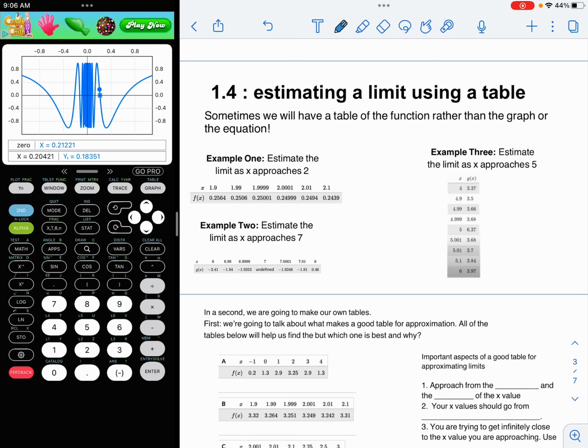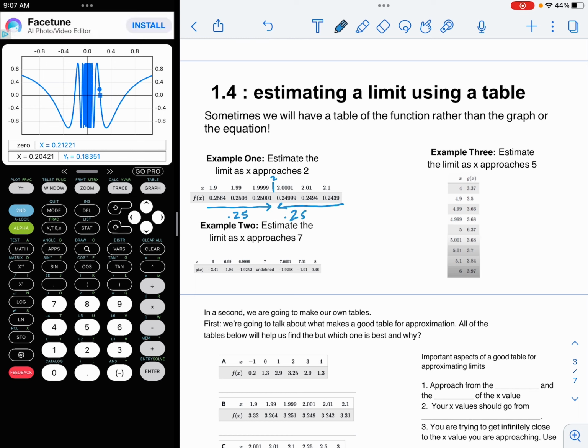So example 1 says estimate the limit as x approaches 2. We don't have a 2 value on our table, but we are getting infinitely close to 2 because we're going from 1.9, 1.99 to 1.9999. So this is where 2 would be, and it doesn't matter that we don't have it because from the right it's also approaching 2. And so as I look from the left, I'm going from 0.2564 to 0.2506 to 0.25001. So I'm going to estimate that as we approach 2, our function is getting closer to 0.25 from the left. So let's check from the right. 0.2439, 0.2494, so it is getting bigger, to 0.249999. So that's also approaching 0.25.